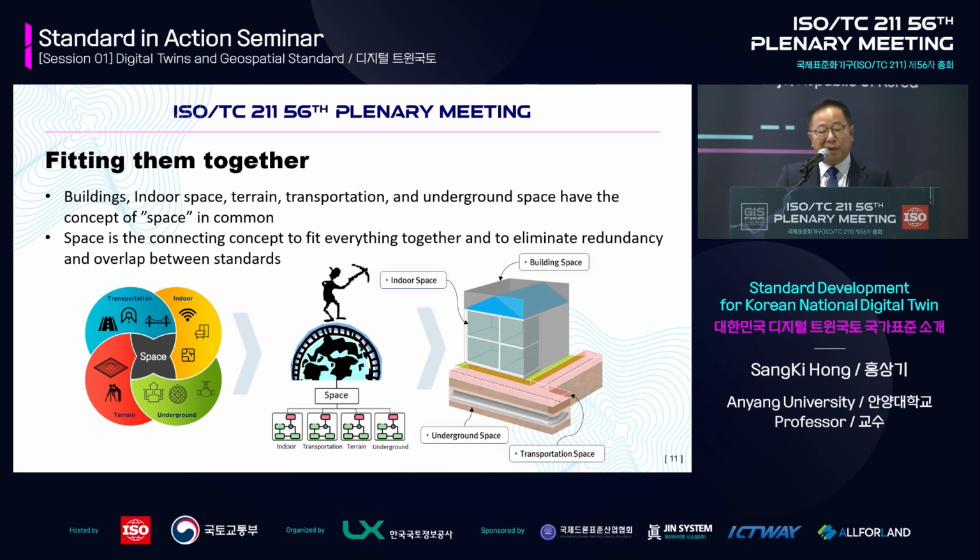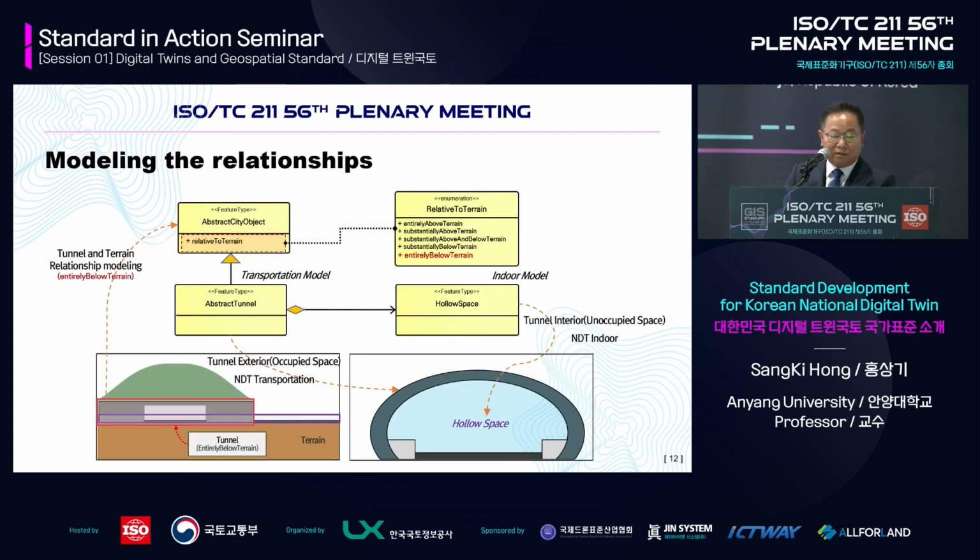So we looked at it: buildings, indoor space, terrain, transportation, and underground spaces have the concept of space in common. If you look at the CityGML core module, then you know that the space concept is very basic in fitting all things together. So we actually borrowed that concept. Space is the connecting concept to fit everything together and to eliminate redundancy and overlap between standards. I just mentioned the indoor, building, underground, and transportation spaces, and they all use the same space concept.